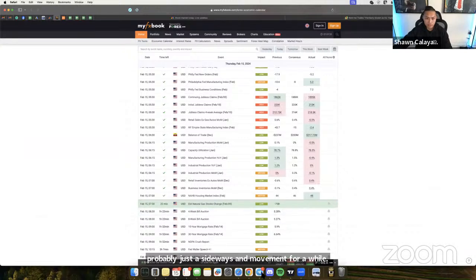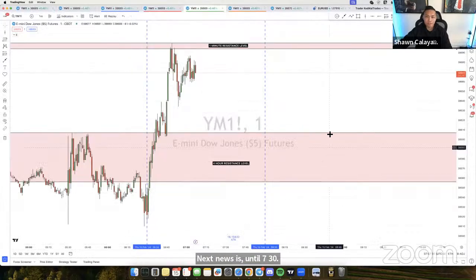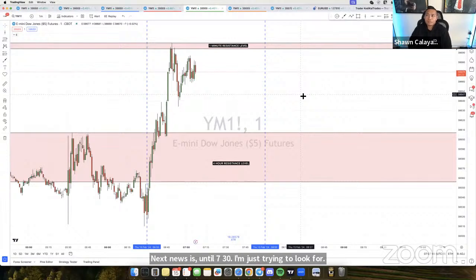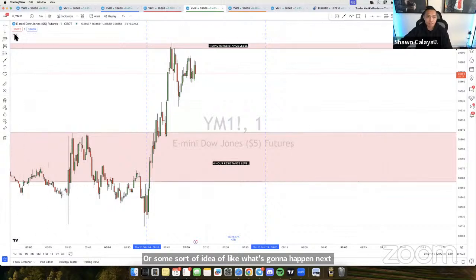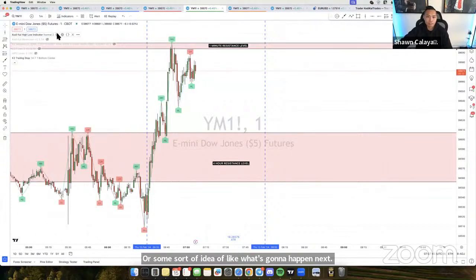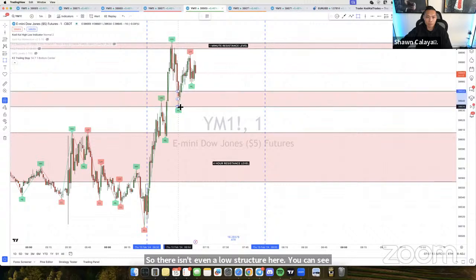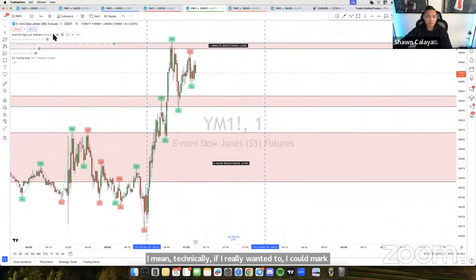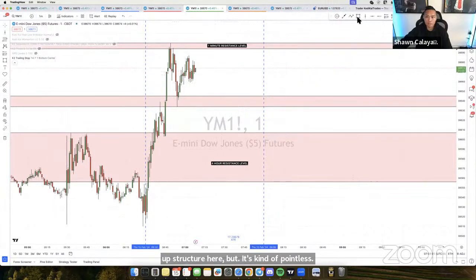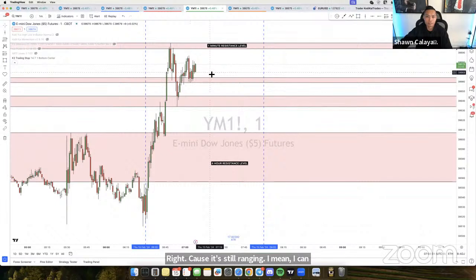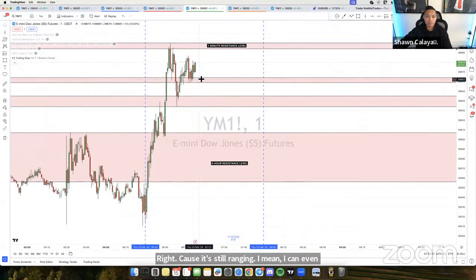Next news event is until 7:30. I'm just trying to look for some sort of idea of what's going to happen next because there's nothing really going on here. Let me see if there's another structure. So there isn't even a low structure here. You can see price is kind of going back and forth. I mean, technically, if I really wanted to, I could mark up structure here, but it's kind of pointless, right? Because it's still rangy. I could even mark up structure right here if I wanted to. I guess we could. Let's mark up structure there, and I'll clear this off a little later.